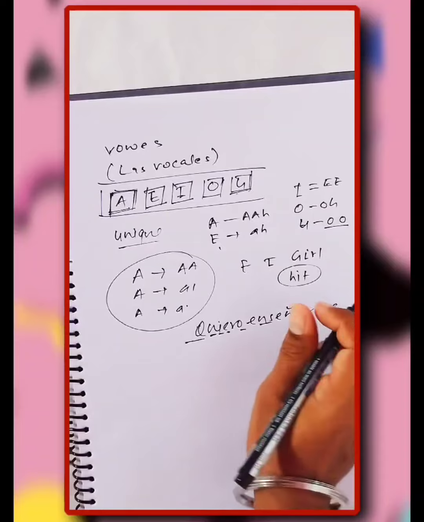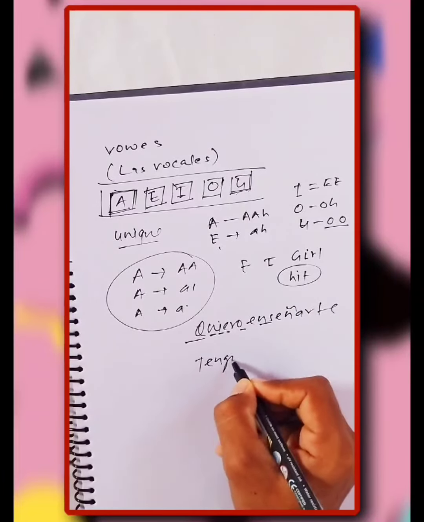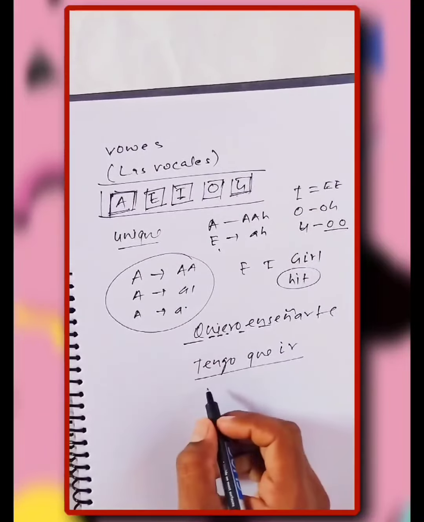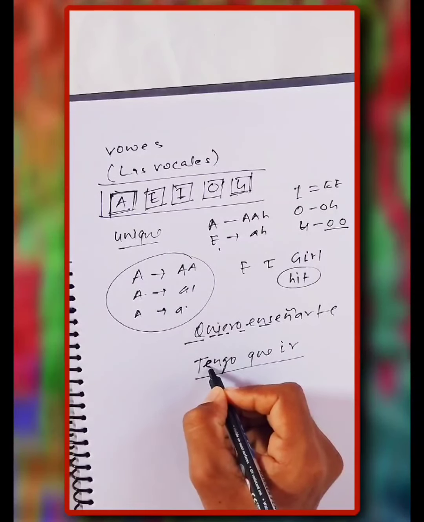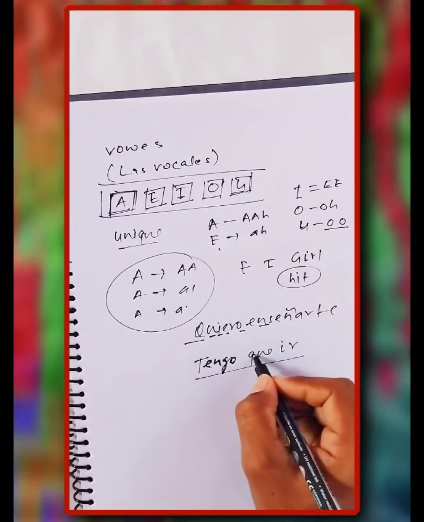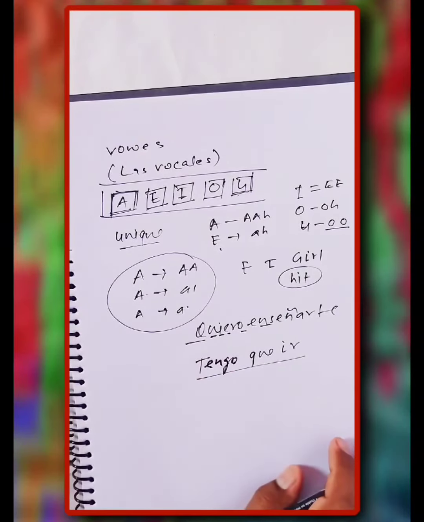Now I write something like "tengo que ir". I have to go. Tengo que ir. So this is how we read once we learn all these letters and vowels.